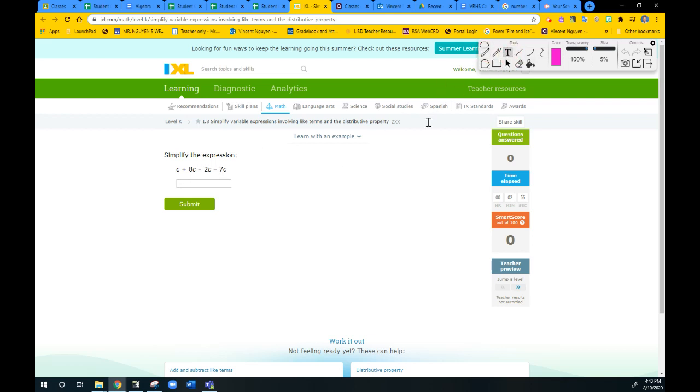So like terms, as you recall, like terms are math expressions that have the same variables and exponents, okay? So these would be considered like terms because they have a C, a C, a C, a C. So all we have to do is combine them together.